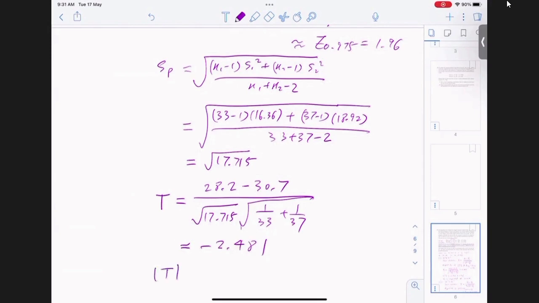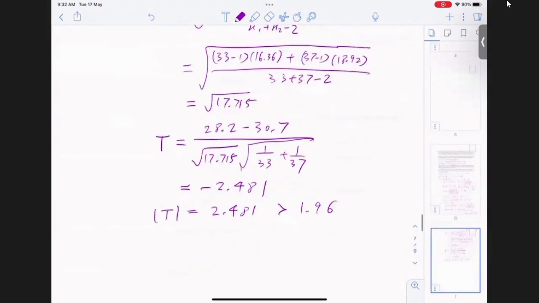So the absolute value, the magnitude, is also greater than the critical value. No matter whether you use the exact t quantile or you use the approximated normal quantile, you also get the same conclusion. So we draw the same conclusion. The null hypothesis is rejected.